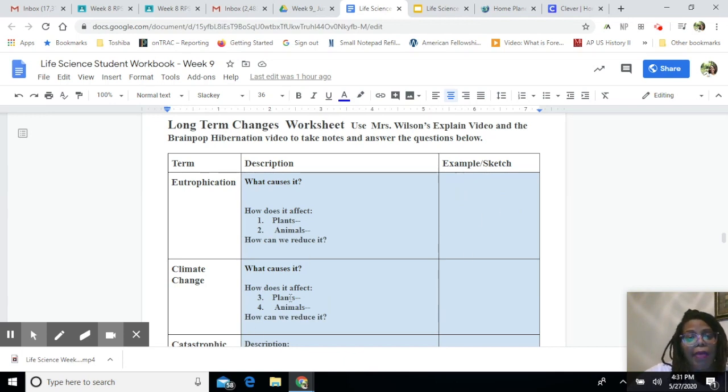Now we are discussing climate change. We have already talked about what causes it. We do know some ways that it affects plants and animals, and we're about to learn more about how we can reduce it. So this is where we are in this document. And as we watch this video, we should be looking for examples. We should be looking for how it affects plants and animals and how we can reduce it as humans. So now let's go back to our video.